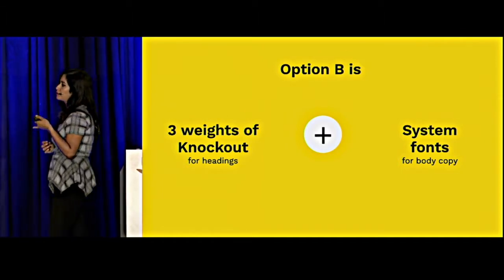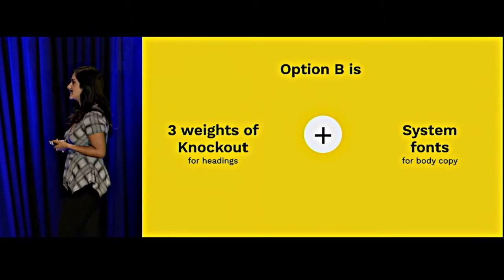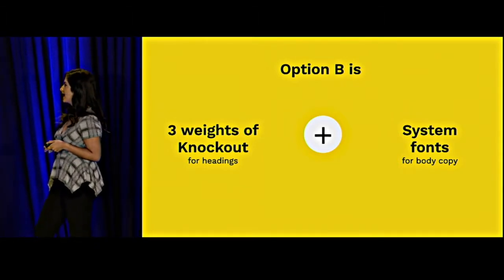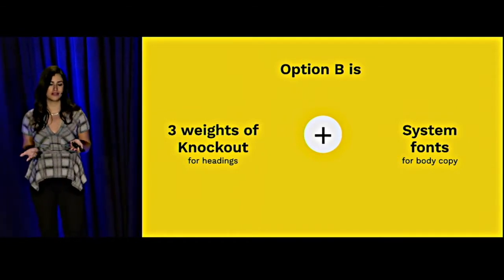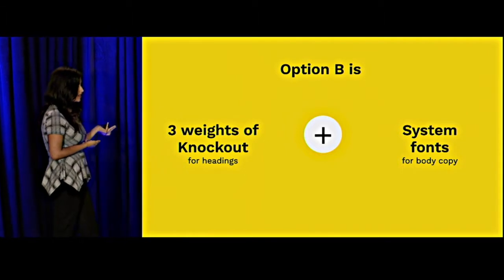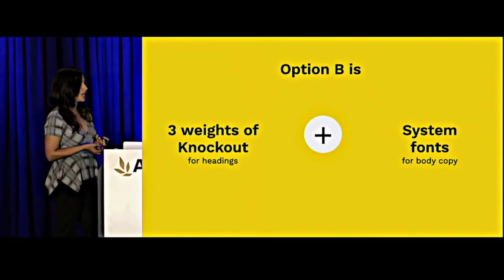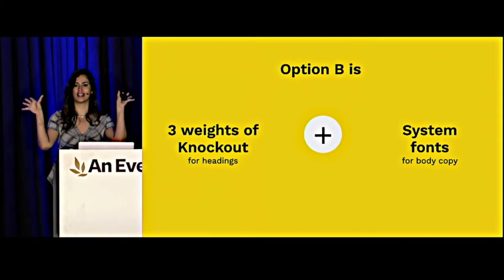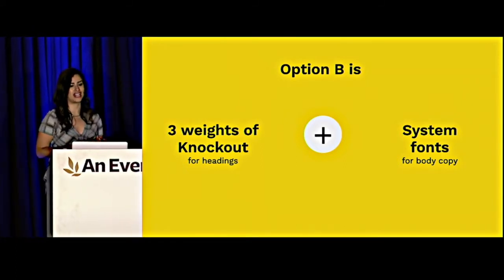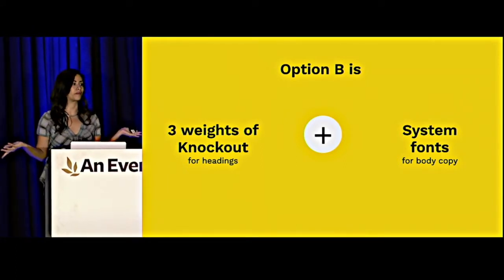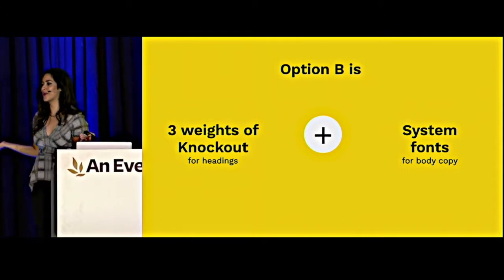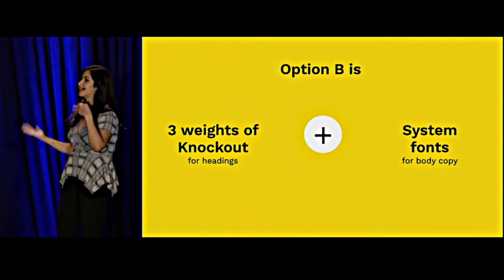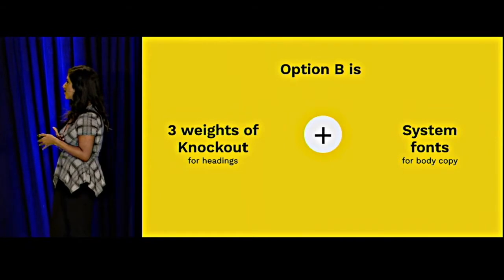Or we can go with option B, which is going to be more expressive with the headings and use three weights of Knockout and mimic the style of your advertising. And we can use system fonts for the body copy. In the case of this project, since they were mainly going to be using the web fonts to display big specials and splashy hero images on the homepage, this direction made more sense, because it's not a long-form body copy site. If we were designing maybe a news site or something where there was a lot of reading, we might go in another direction and choose our web fonts for our body copy.